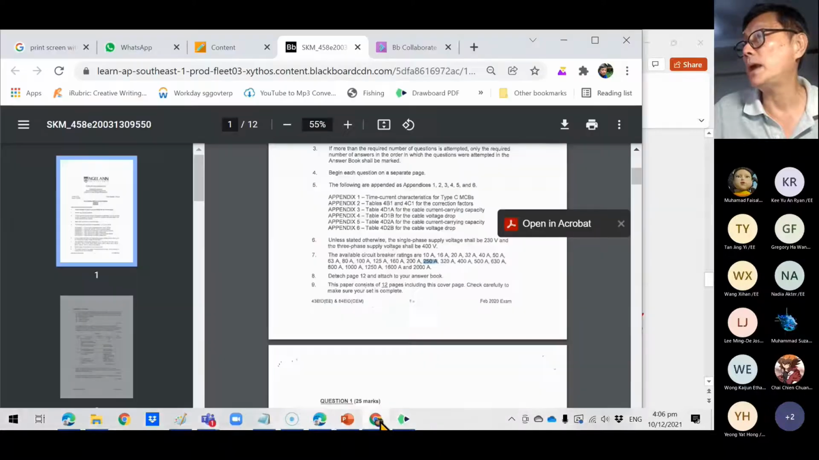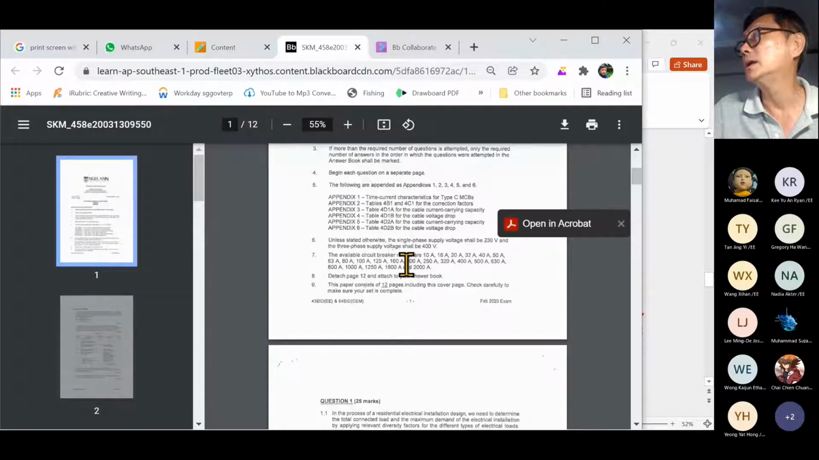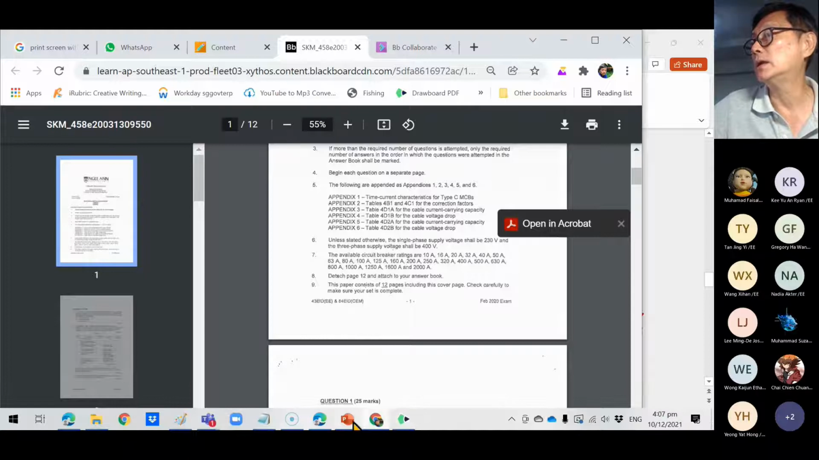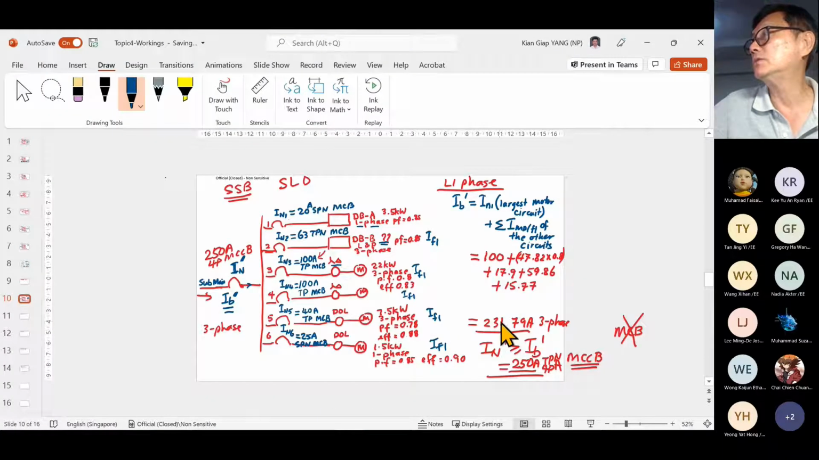If I go to the exam paper, you see that one range is 250, then after that is 200, then it's 250 already. So if I choose 200, I'm going to be in trouble, right? If I choose 200, somewhere in time while my circuit is being operated, it's going to trip because it will be overload.